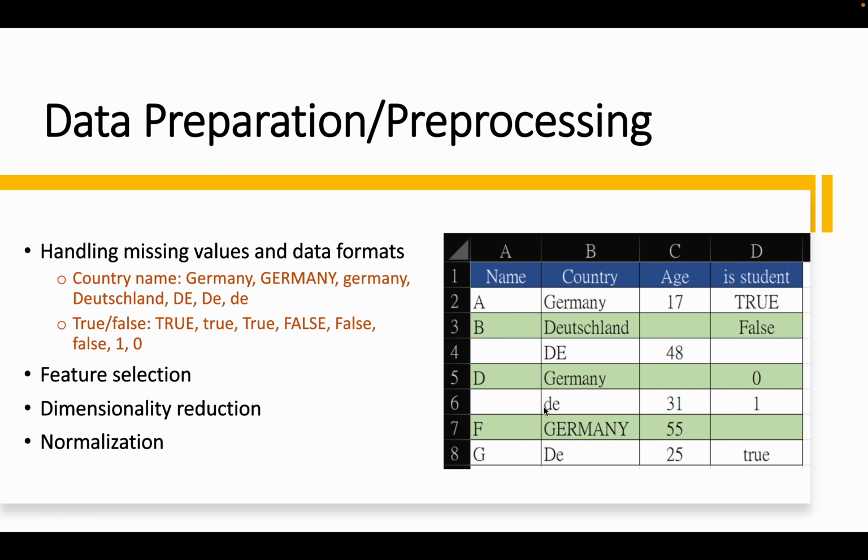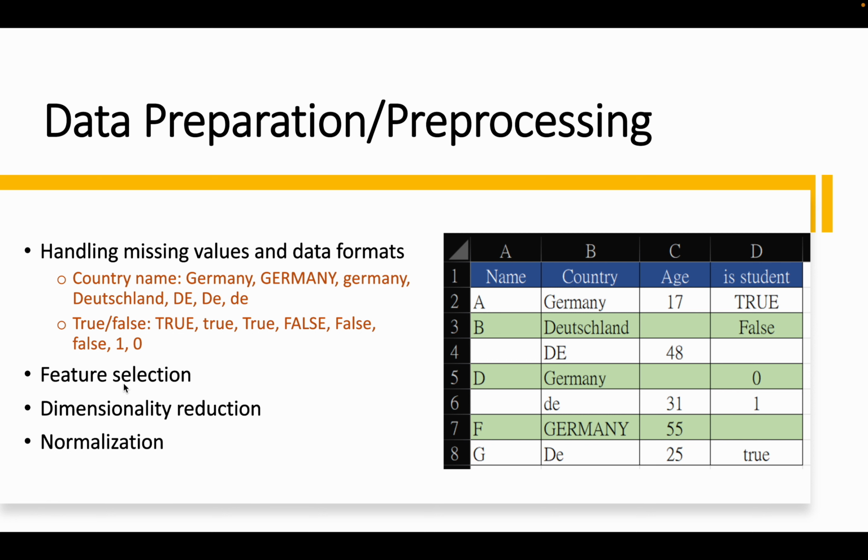And also here in the country column, even though they all mean Germany, they are written in different forms. And here, true, false, they are written in different forms. So we have to modify them and make sure they are written in the same form. Otherwise, if you feed this data to your model, your model would complain. It would say, come on, you do it by yourself. I quit.